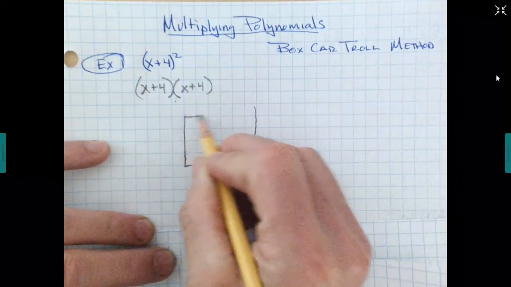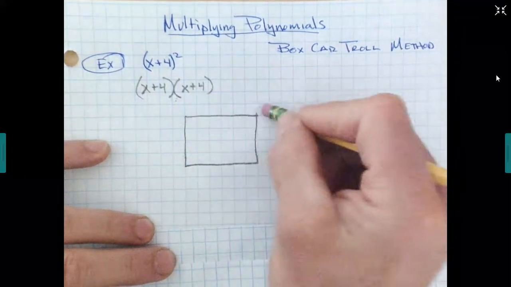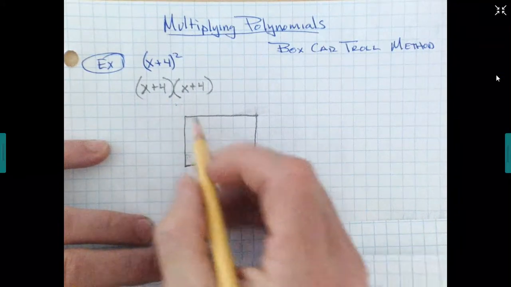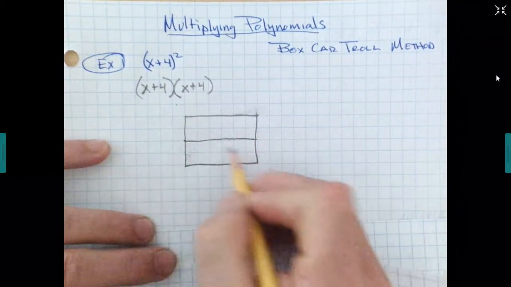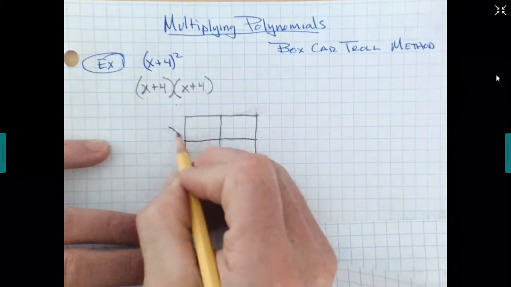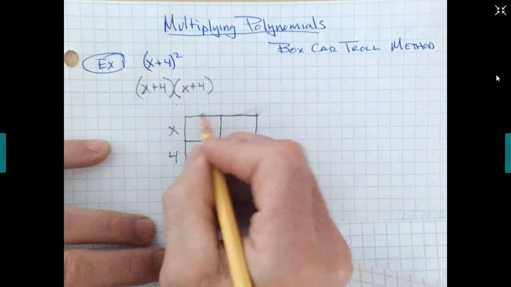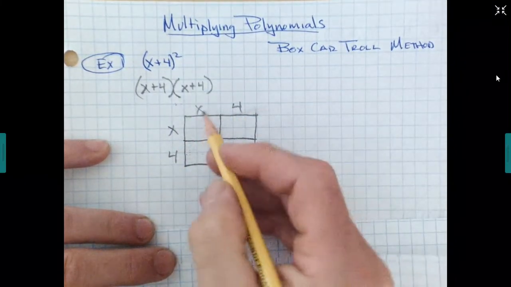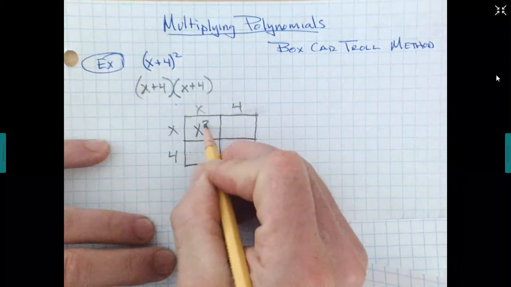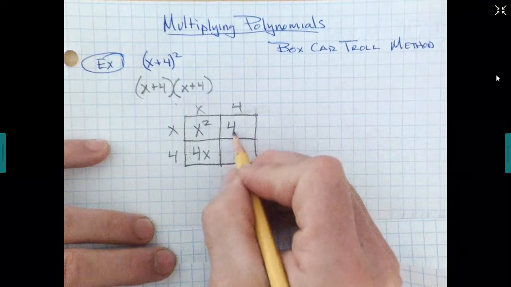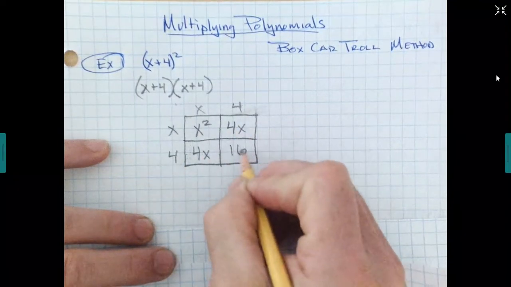So this is the boxcar troll method right here. I make a box. Since there are two numbers here, it's a binomial, I'll make 2 lines here and 2 lines here. So I put my x and my 4 here, my x and my 4 here, and I just multiply to fill up the box. X times x, that's x squared. X times 4, that's 4x. 4 times x, that's 4x. 4 times 4, that's 16.